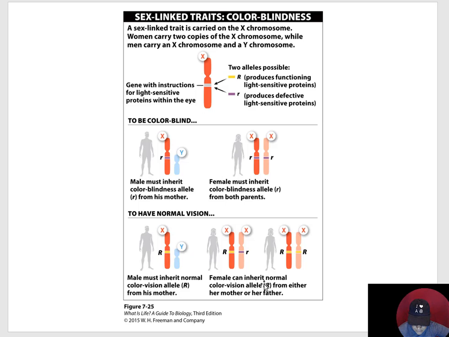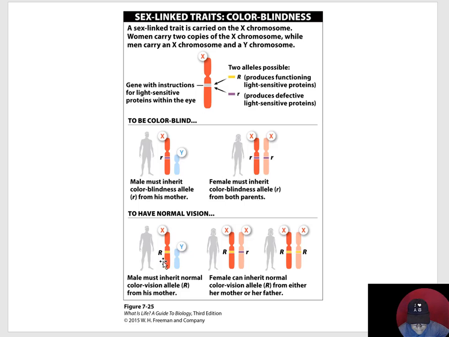And a female can inherit a normal color vision allele from either her mother or her father. So even though this recessive allele is present, because there's the dominant allele, this person's not going to be colorblind. And here, we have homozygous of the allele as well. So this person is not going to be colorblind. But there's no gene producing this functioning light-sensitive protein on the Y chromosome. It's only carried on the X.